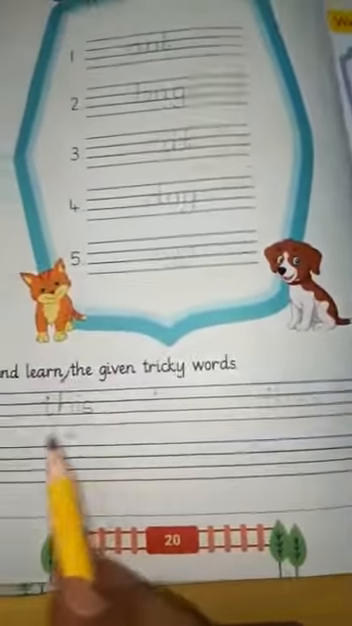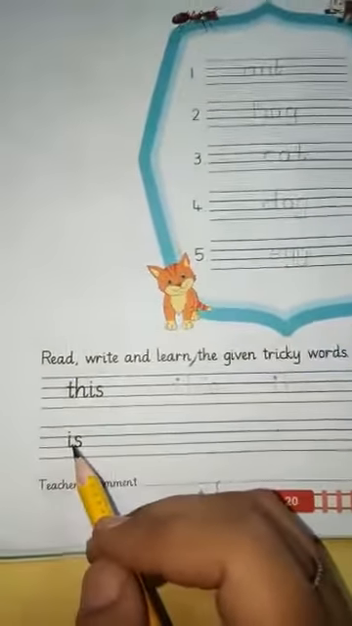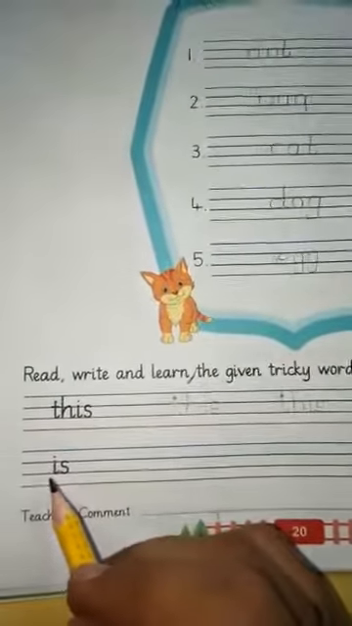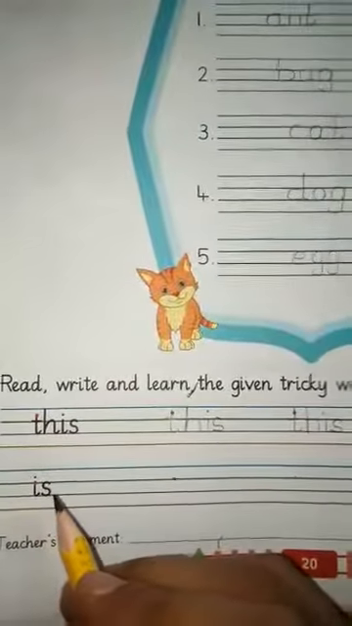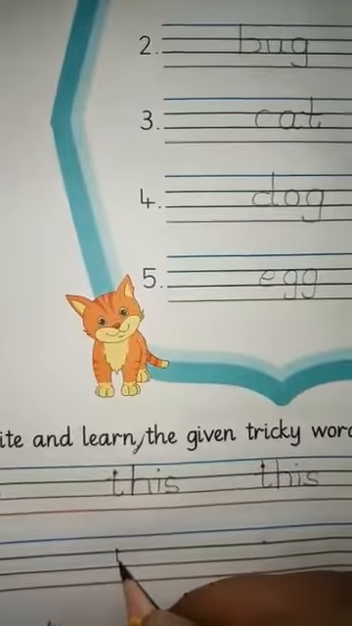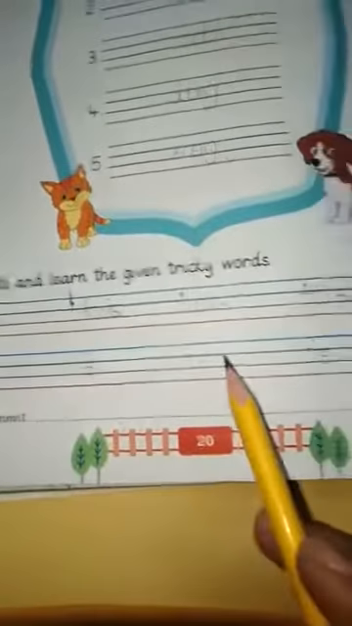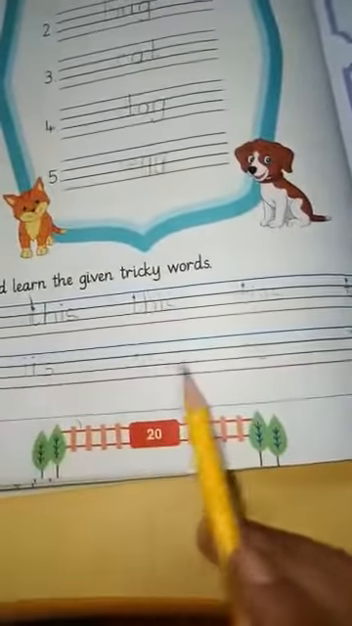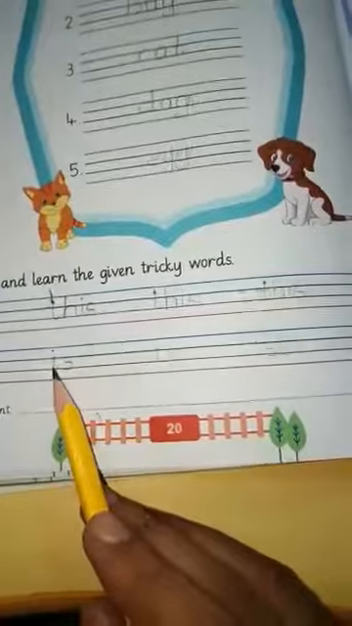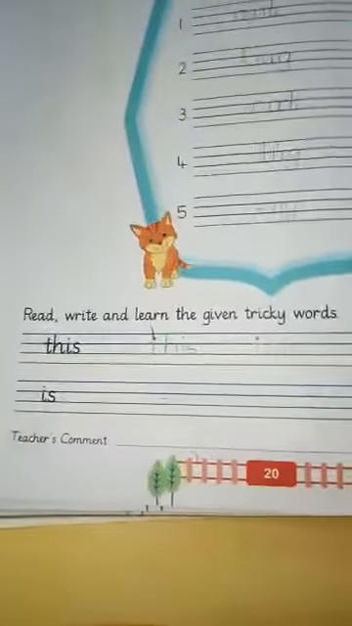And which word is this? Yes, it's T-H-I-S, this. Now come to the next one. Which tricky word is this? It's I-S-S. Now write with me. I-S-S. So what do we have to do? We have to write the tricky word I-S-S four times, okay? 1, 2, 3, 4, and start from the red dot. ISS, ISS, ISS, ISS.